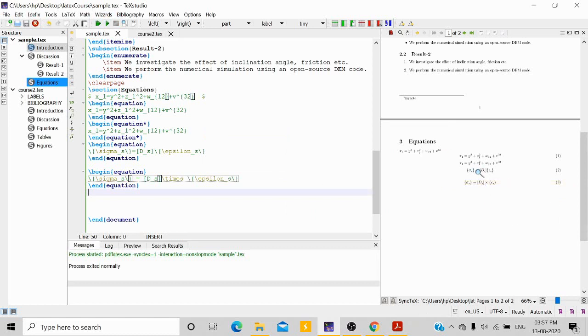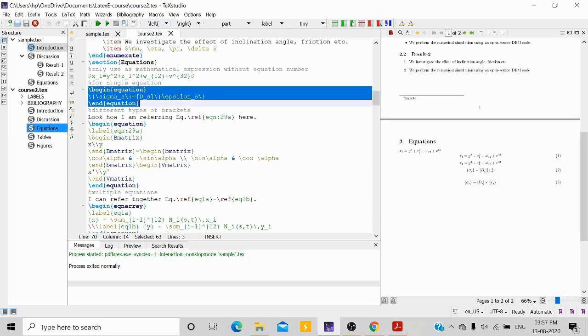Okay, so this was the before one which I copied from this sigma s. I have added an extra multiplication symbol by using times. Backslash times. So ds into epsilon s. So equation 2, 3. Okay. Then next, let us use another equation.